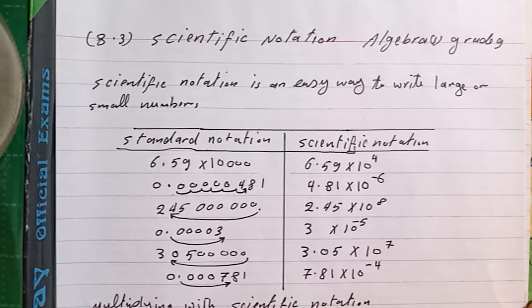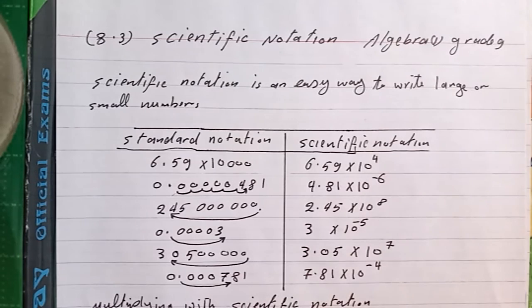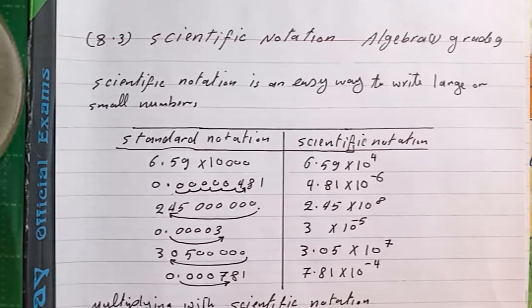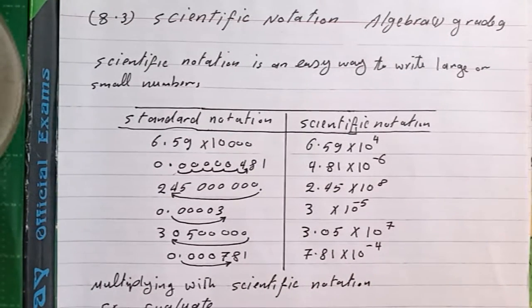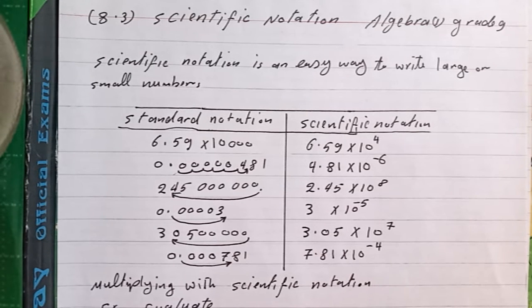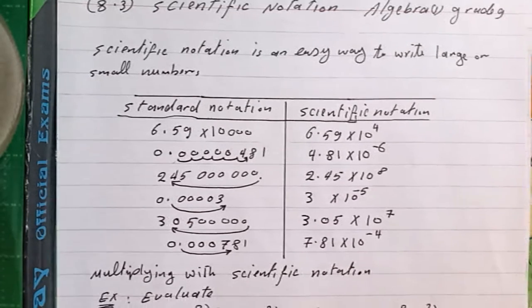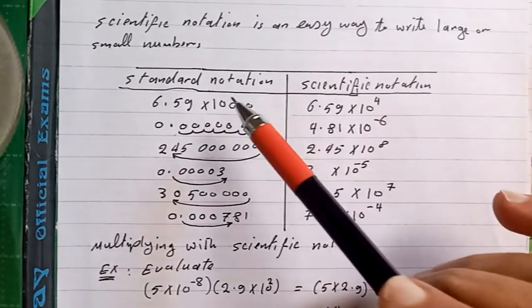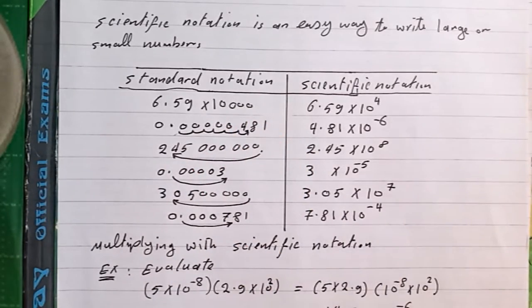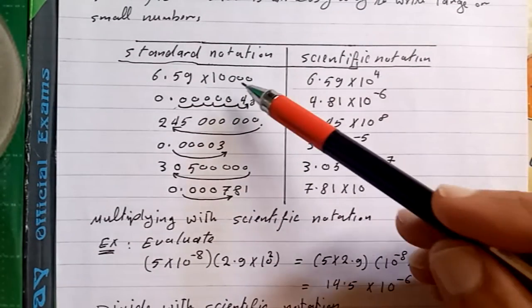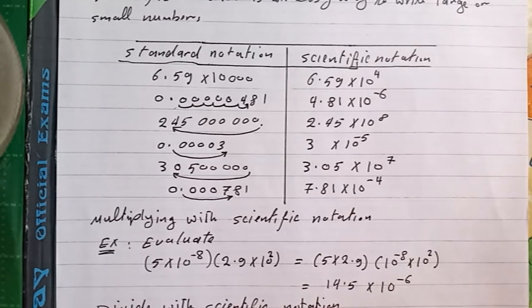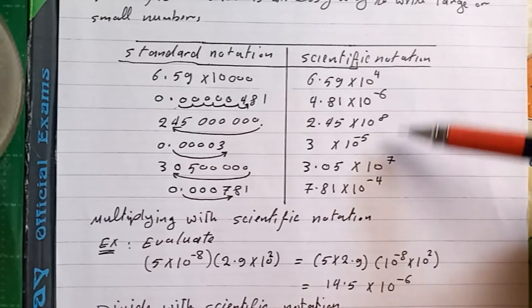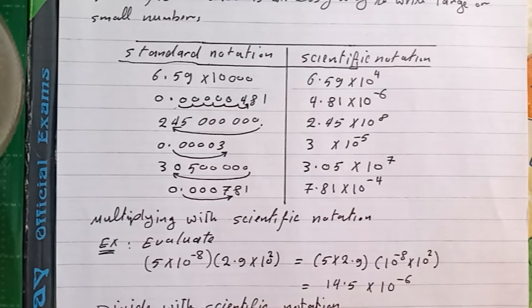What's scientific notation? Actually, it's a way to write very large and very small numbers. So scientific notation is an easy way to write large or small numbers. For example, this is the normal way in which we write large numbers. This is called standard notation. And this is the new way to write large and small numbers, which is the scientific notation way.